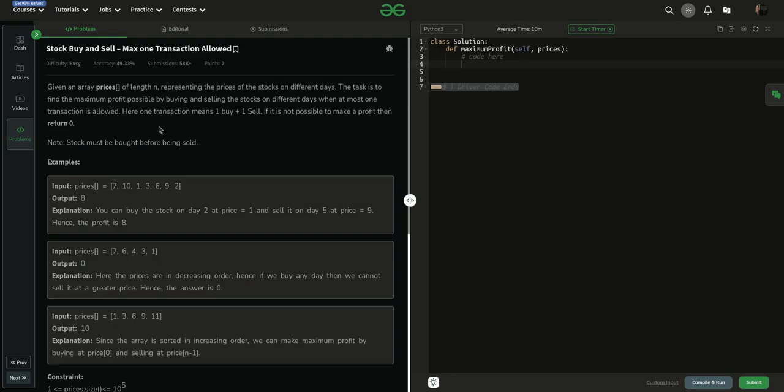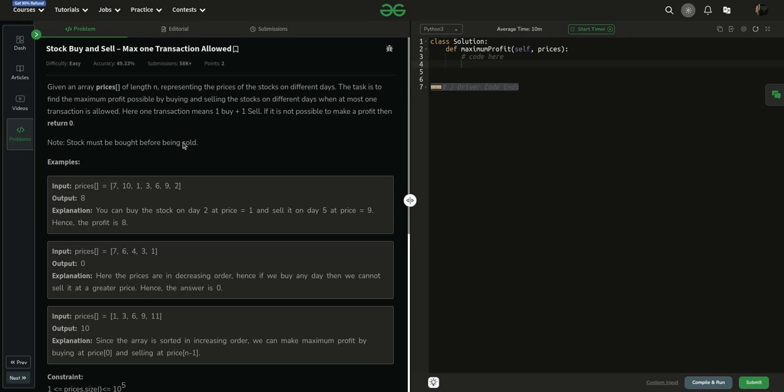Given an array of length n representing the prices of the stock on different days, the task is to find the maximum profit possible by buying and selling the stocks on different days when at most one transaction is allowed. Here, one transaction means one buy plus one sell. If it is not possible to make a profit, then we have to return zero. There is a note: stock must be bought before being sold. What does it mean? Let's break down the problem.